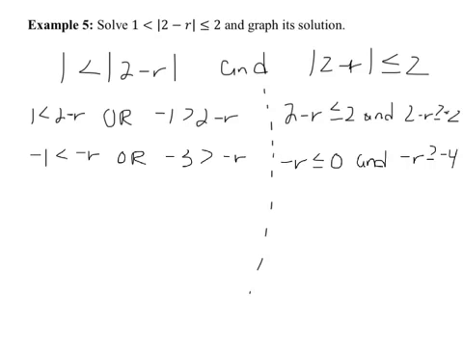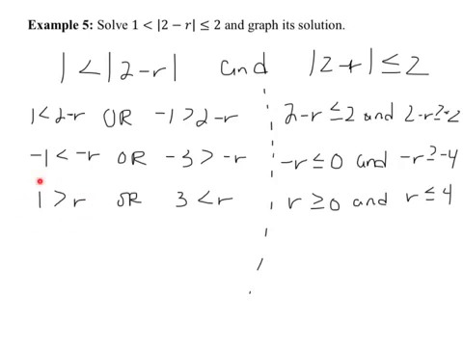Continuing to solve, we have to remember to flip the signs of all these. So this becomes this. This becomes this. This next one becomes this. And the last one becomes this. So we know that r is greater than 1. We know that r is, let's start over here, r is less than 1. R is greater than 3. And r is greater than 0. And r is less than 4. So we have to graph these on a number line. Let's take a look.